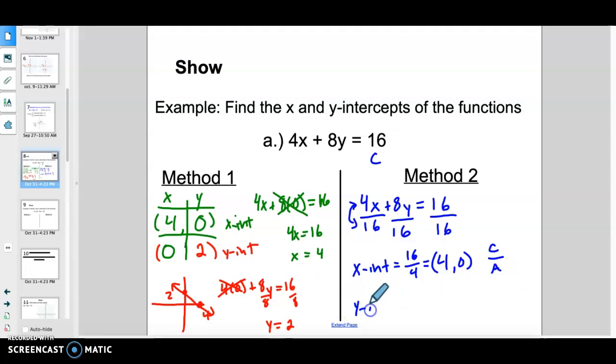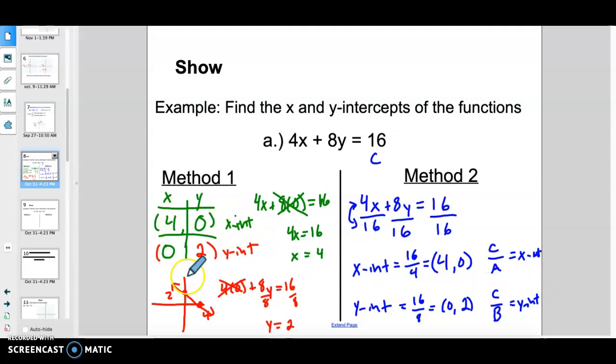Then for your y-intercept, we're going to take this fraction with the y and flip it over. So we're going to make it 16 over 8. And if we divide that, we get 2. For a y-intercept, you're going to do 0 first. It'll be (0, 2). So my x-intercept is 4, my y-intercept is 2. That's exactly what we found here as well. So in variable terms, your x-intercept would be c over a, and your y-intercept would be c over b.